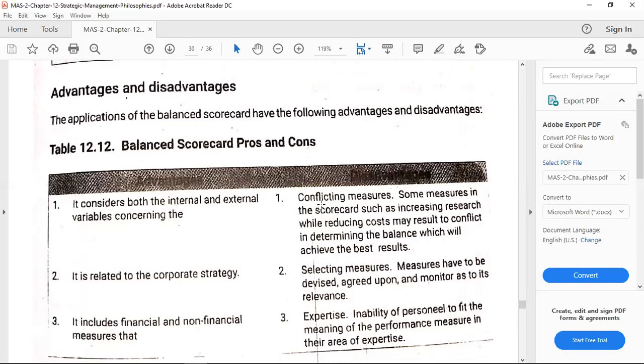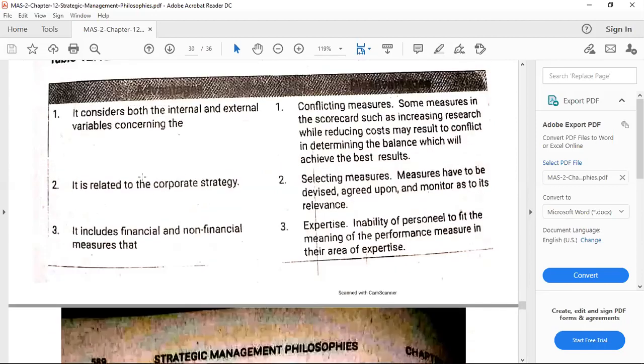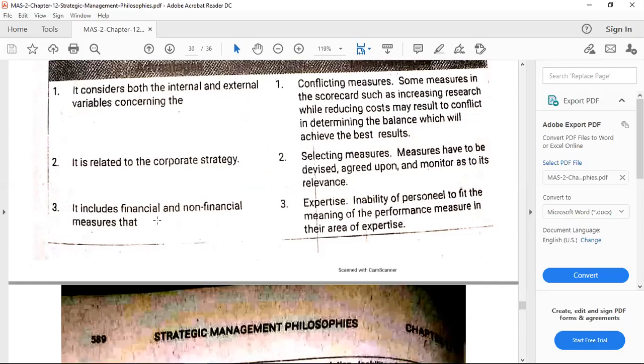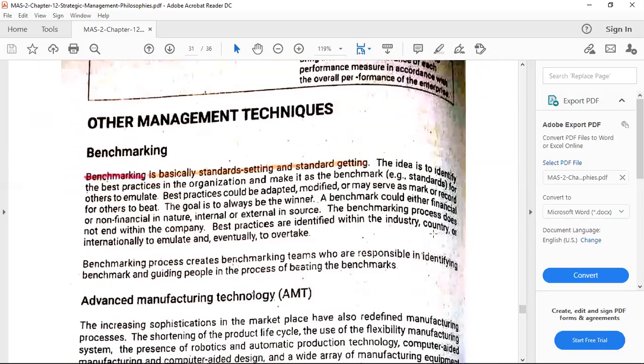Anyway, there are also advantages and disadvantages here. For each technique or concept, there would be advantages, there will also be disadvantages. For the balanced scorecard, the internal and external variables are there, but there can be conflicting measures. Corporate strategy is an advantage, but in terms of these, they have to be carefully devised, agreed upon, and monitored. There are financial and non-financial measures. It would involve expertise and interpretation is needed. Then we have also the other management techniques.